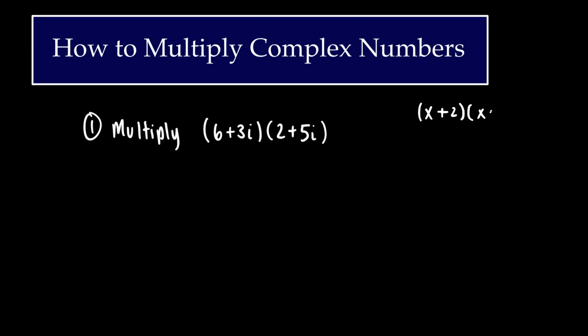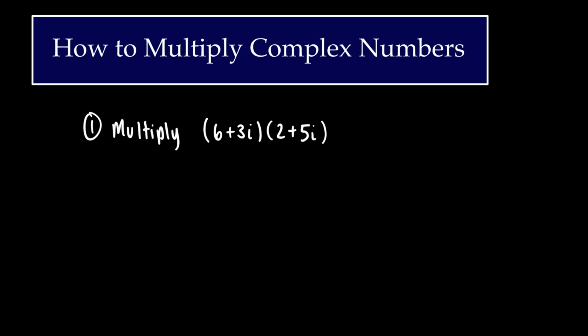So like if you had x plus 2 times x minus 3, you're going to multiply the first two terms, then the outer two terms, then the inner two terms, and then the last two terms. Some of you call this FOIL. Okay, we're going to do the exact same thing here.